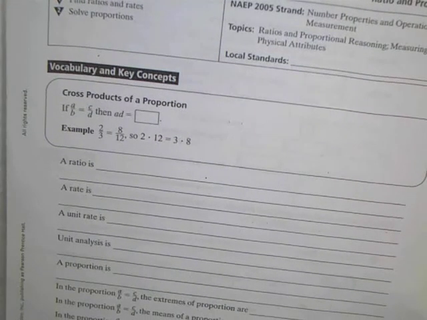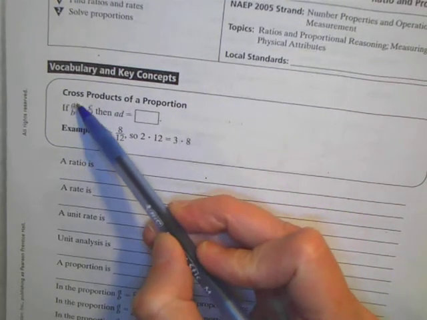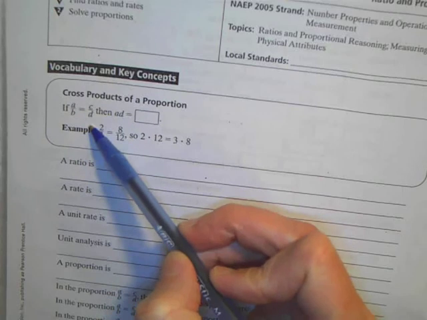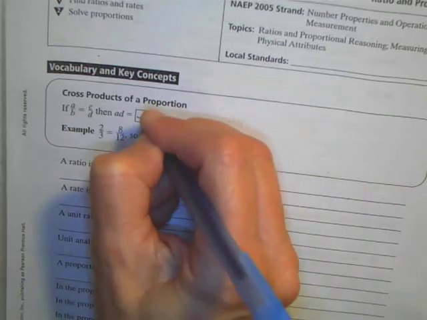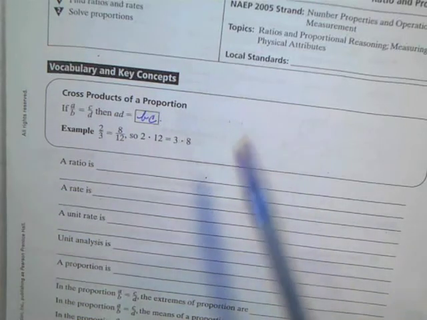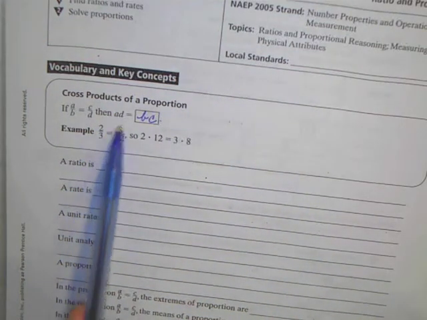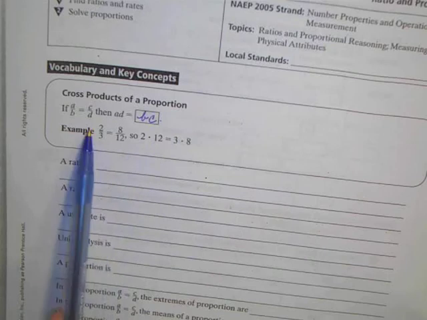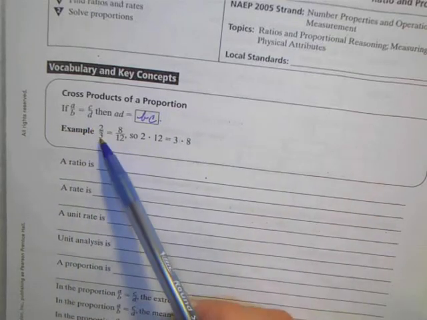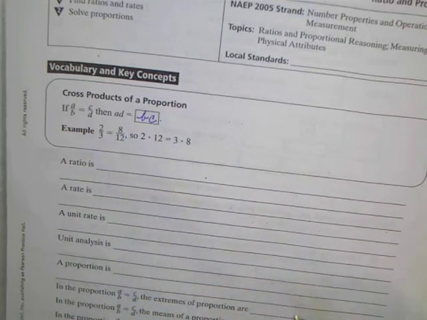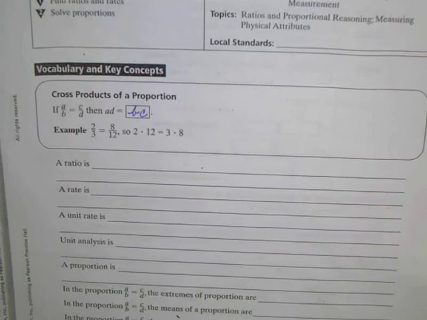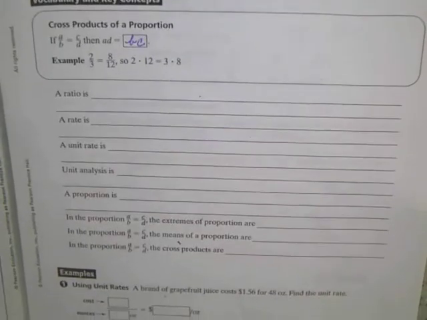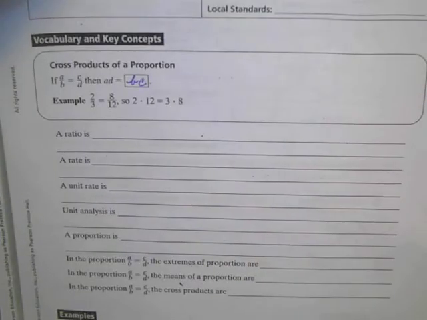First of all, cross products of a proportion. If A over B is equal to C over D, then AD is equal to BC. Or if you want to look at that with numbers, 2 over 3 is equal to 8 over 12, so 2 times 12 is going to be equal to 3 times 8 if we in fact have a proportion. Both of these equal 24, so the proportion is true. It's just the very basic idea behind proportions.